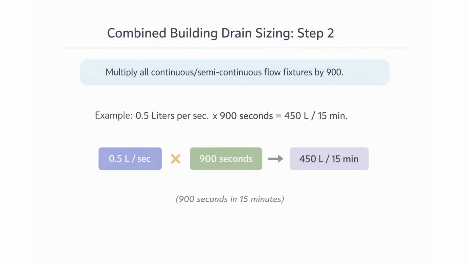Step 2 involves our continuous or semi-continuous flow fixtures, like sump pumps or clear water waste. Because our baseline is 15 minutes and there are 900 seconds in 15 minutes, we simply multiply the flow rate in liters per second by 900. Half a liter per second becomes 450 liters per 15 minutes.